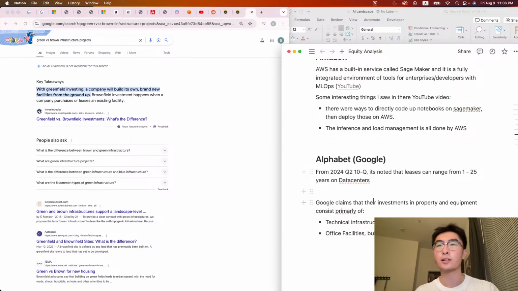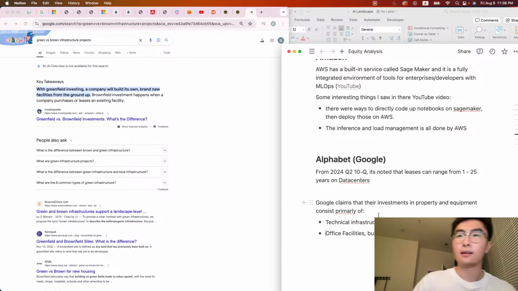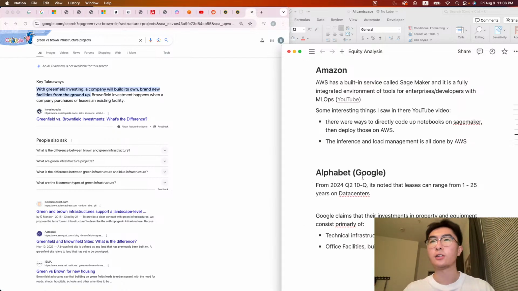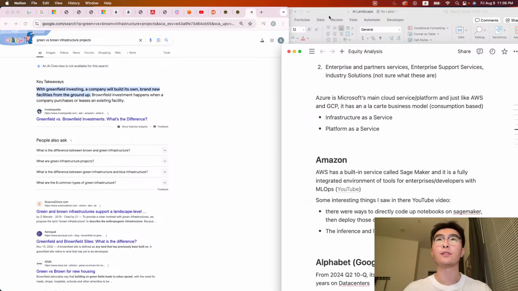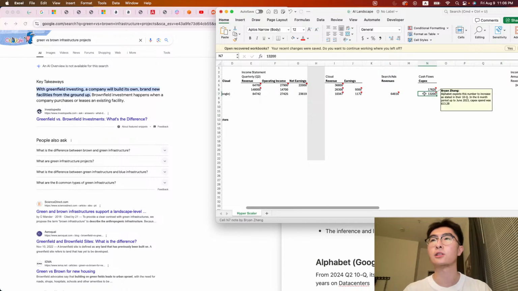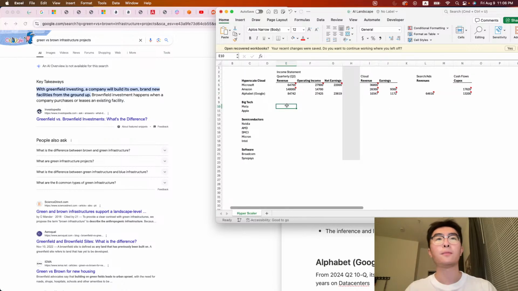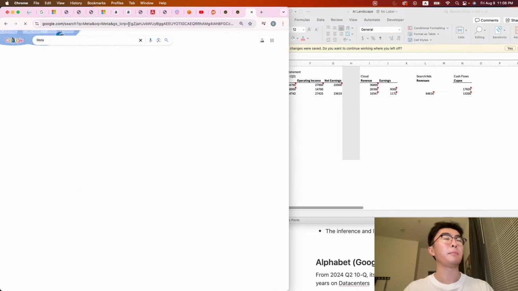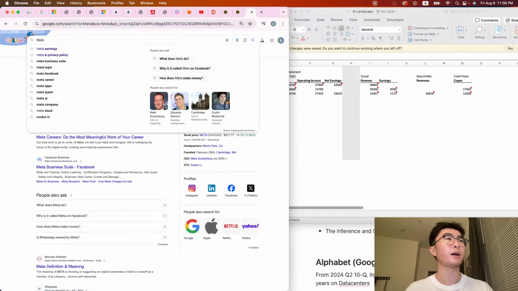Okay, so that's what we had for the primary CapEx spend for Alphabet. Technical infrastructure and office facilities, but the majority of this, I think 13 billion, was in the technical infrastructure. So that's the data center spend. Now, let's take a look at Meta SEC filings.